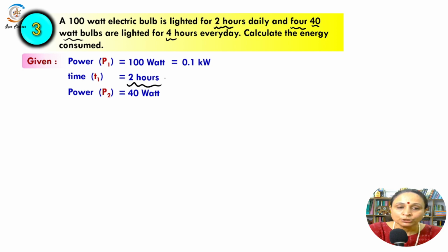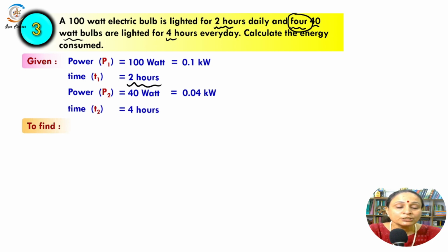And other is part 2, which is, we have got how many bulbs? We have got 40 watt bulbs. It is 0.04 kilowatt. That is the power. And how many bulbs are there? We have got 4 bulbs. Okay. So the power which is consumed, and that is consumed for how many hours? It is 4 hours a day. Okay. Write this. Time is 4 hours. What are we supposed to find out? Energy consumed in each case, and also the total energy.